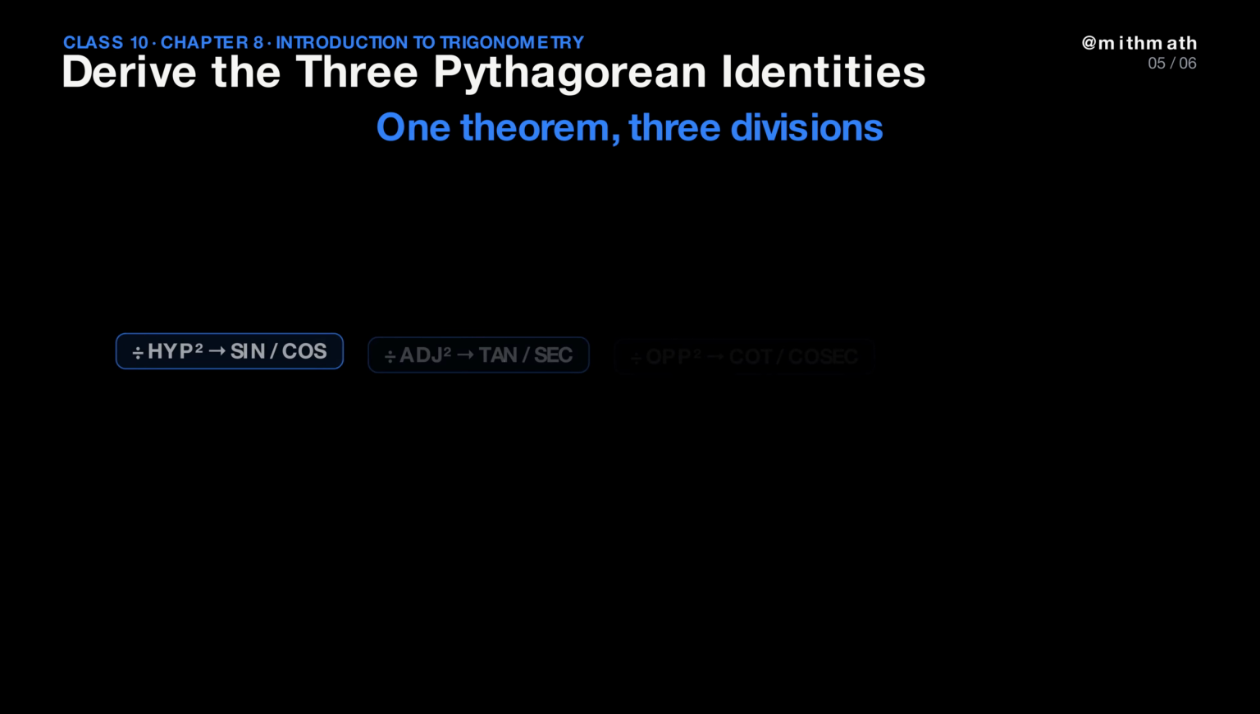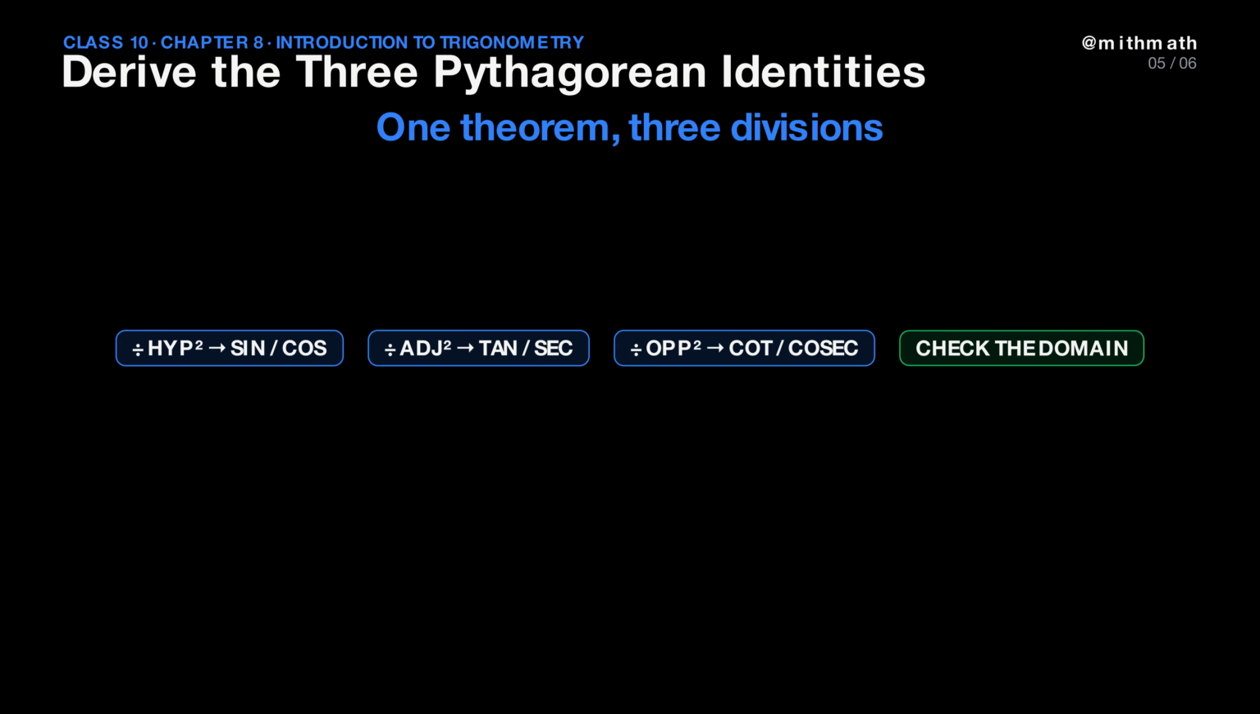Begin with Pythagoras. Divide all three terms by one side square, translate the fractions into ratios, and state where every ratio is defined.